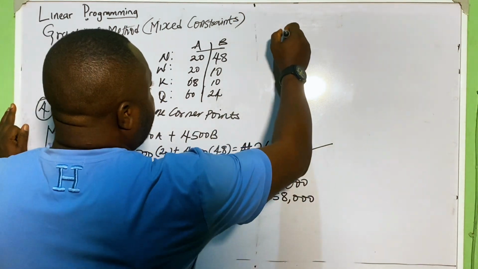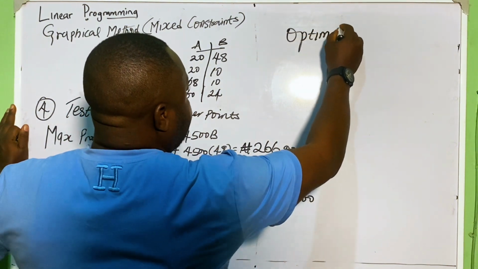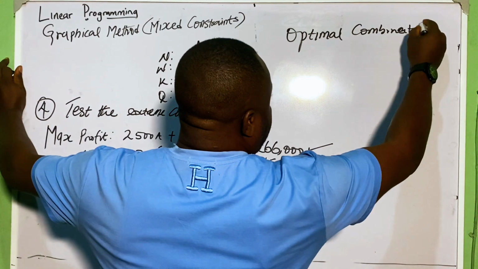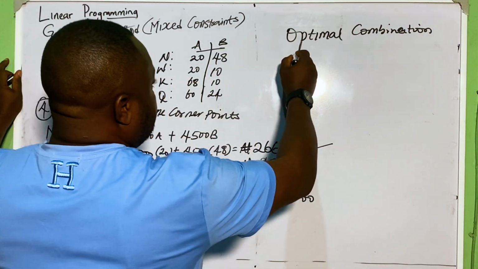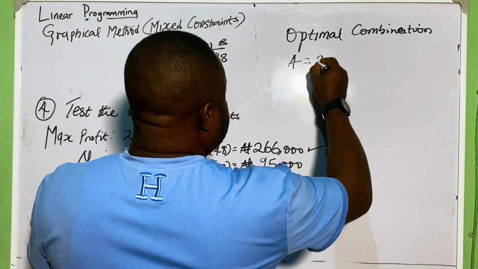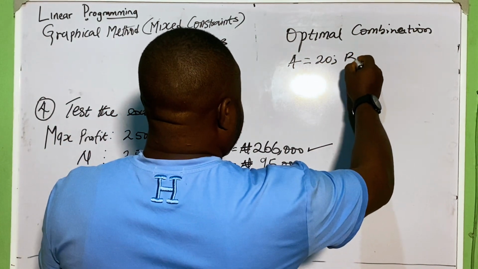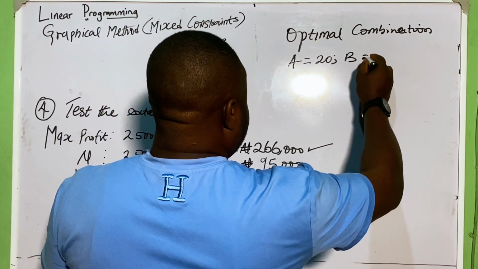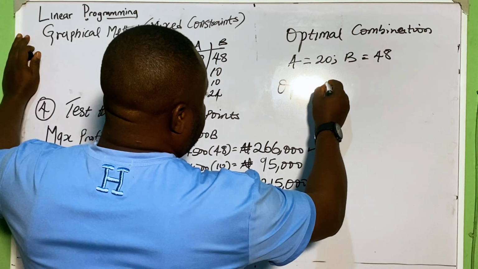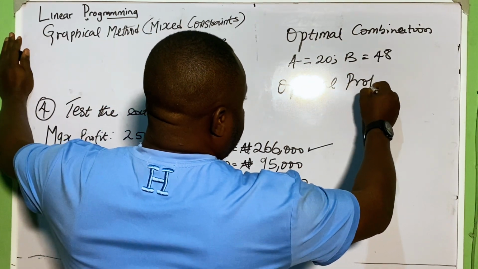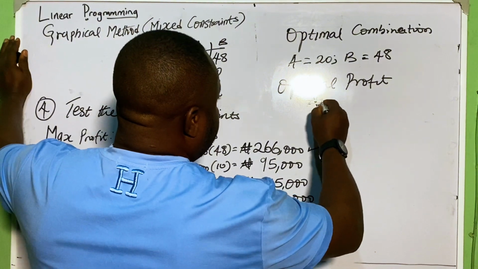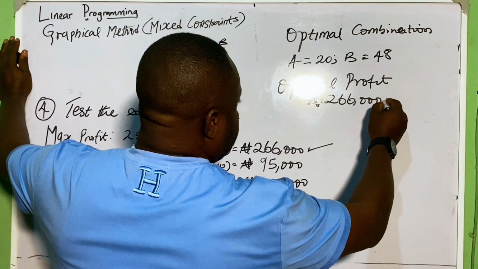So the optimal combination will be to produce A, 20, and B, 48, and the optimal profit will be 266,000 naira.